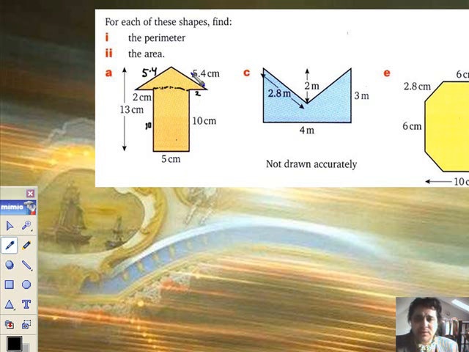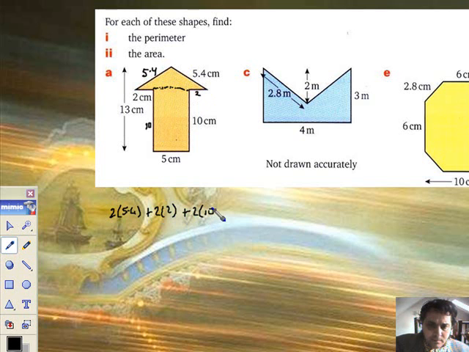Again, compound shapes, so you've got to treat them independently. However, when it comes to perimeter, just walk around the edge and add up all the bits and pieces. I've got 2 lots of 5.4, that's you and you. I've got 2 lots of 2. I've got 2 lots of 10. And I've got a 5 sitting at the base. So let's just do that quickly, and grab a machine.